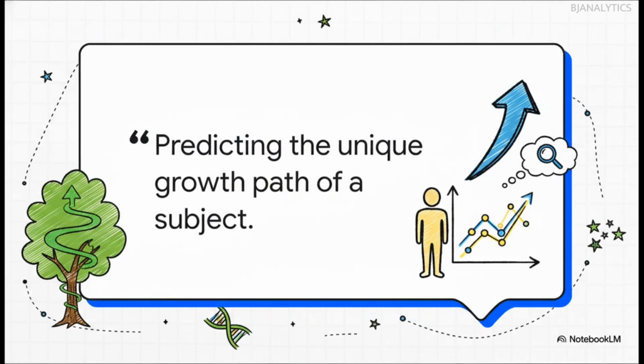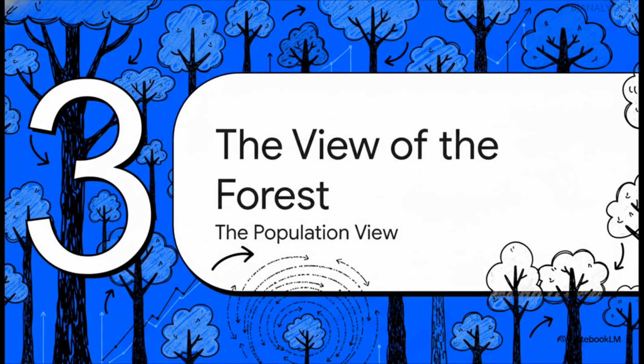So here's the bottom line. You reach for a mixed effects model when you want to predict the unique path of one single subject. Your goal is to answer, how is this specific tree going to grow? Or how is this particular patient going to respond? Okay, but what if you're not really interested in one specific tree? What if your question is much bigger?